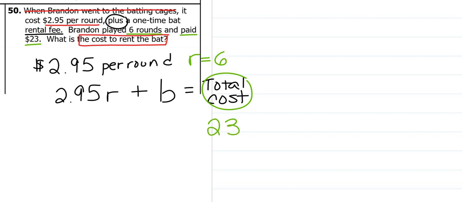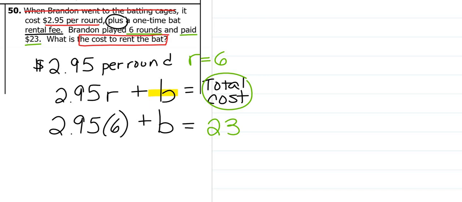Let's plug all this information in because what we want to find is the value of B. So $2.95 times 6 rounds plus the cost of the bat is equal to $23. This is what we're going to go ahead and solve. We only have one variable, which is the cost of the bat, so we can solve for B. Let's start by doing our multiplication.